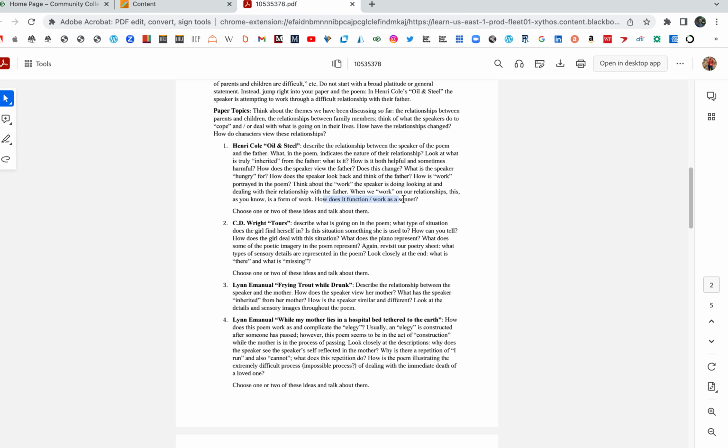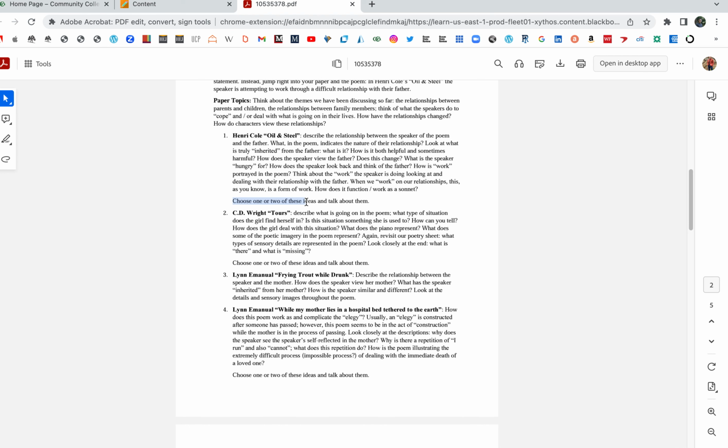How does the poem function as a sonnet? It's 14 lines. Choose one or two of these ideas and talk about them. You're not going to be able to talk about all of these things, just one or two.